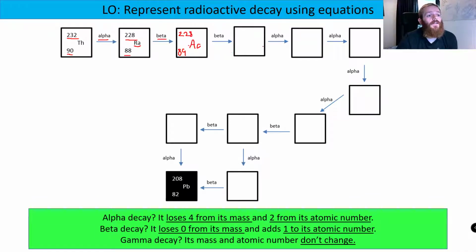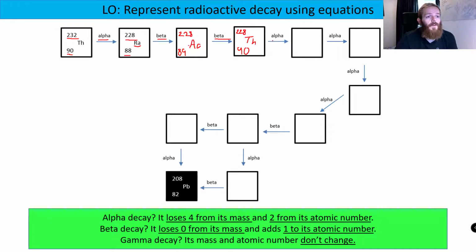So the answers then that you should have in this decay chain. It says actinium undergoes beta decay. Beta decay means it loses 0 from its mass, so 228 is still 228. And it adds 1 to its atomic number, so 89 now becomes 90. I have a look at my periodic table. What's got an atomic number of 90? And it is thorium, TH. So I'm just going to put a T and a H there.